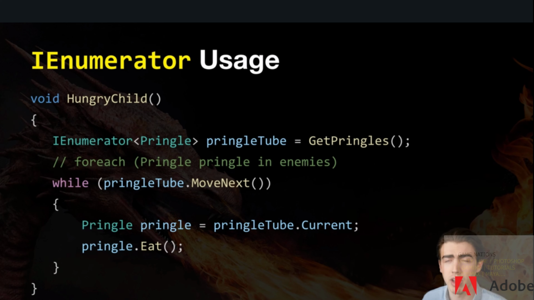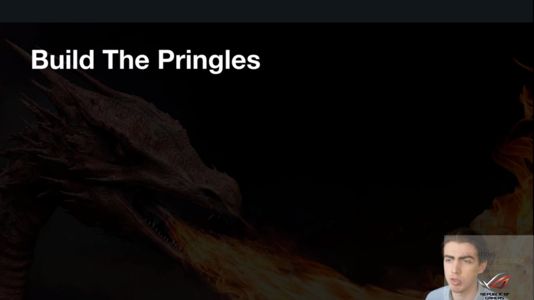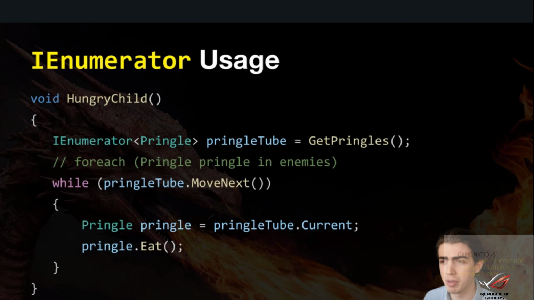So that's how enumerators work, basically allowing us to pop items off that Pringle tube, as it were. Now, how do we build the Pringles? Because we've got this get Pringles function. How do we return an enumerator?